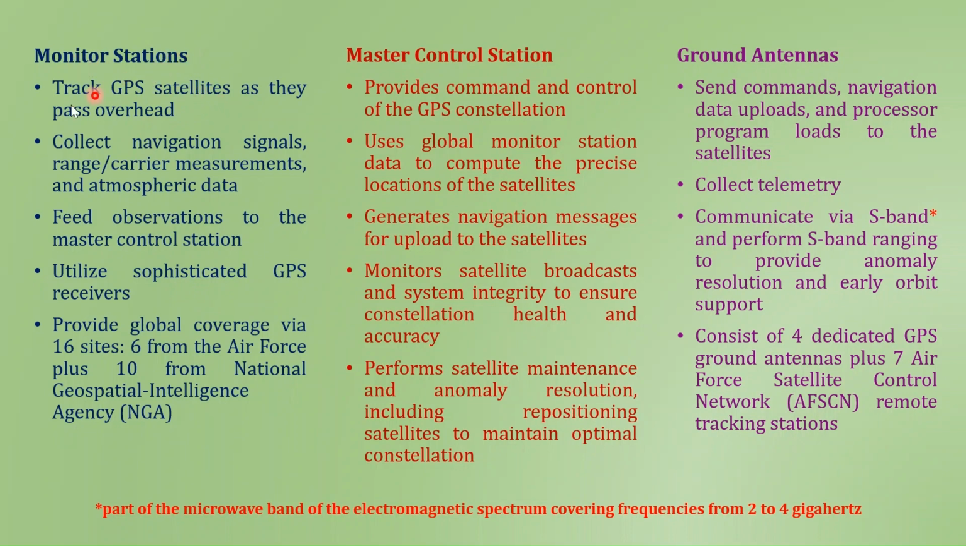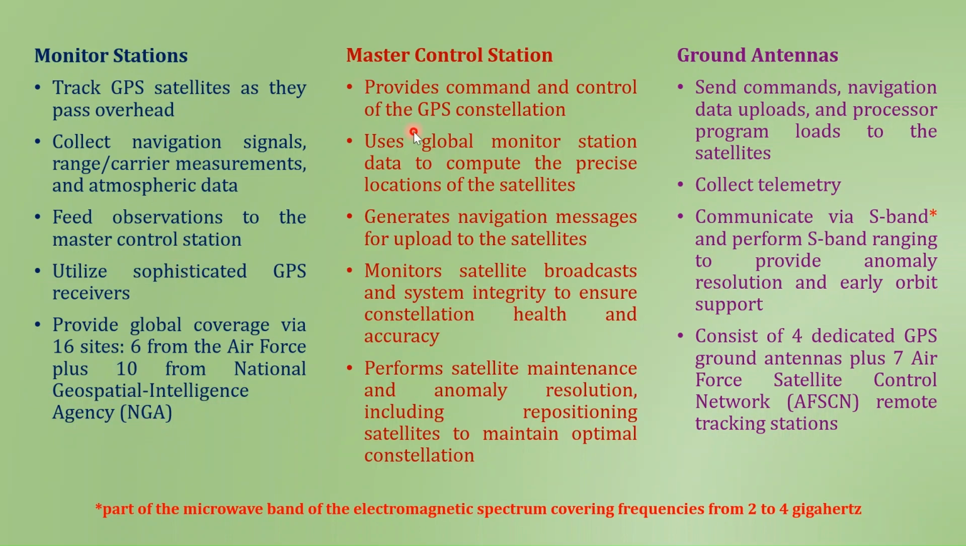So monitor stations track the GPS satellites as they pass overhead. They collect the navigation signal, range or carrier measurements and the atmospheric data. They feed the observations to the master control station. At the monitor station, sophisticated GPS receivers are utilized so that they can have better accuracy and they provide global coverage via 16 sites, 6 from the Air Force plus 10 from the National Geospatial Intelligence Agency.